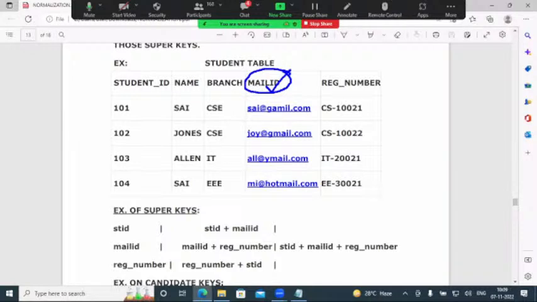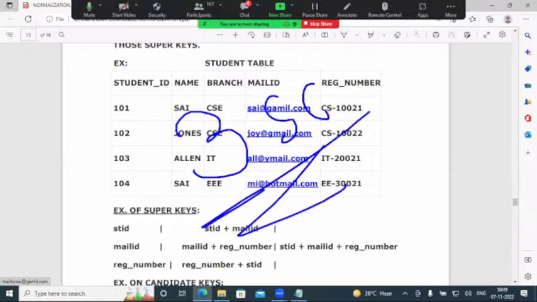Now, how many super keys as of now? 2. Next, come to the registration number column. Every student's registration number, different or same? So that means, can I say it is also a super key? Now tell me, how many super keys in this? 3 super key columns are there.